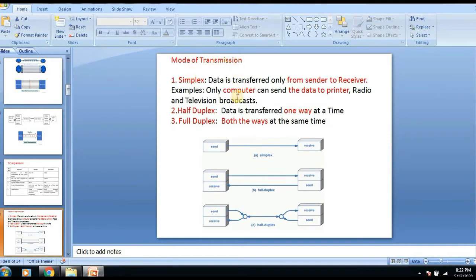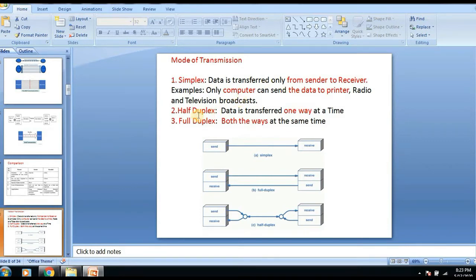Now we will be discussing only the serial mode of transmission. Again, the serial mode of transmission is classified into three categories: simplex, half duplex, and full duplex. In simplex transmission, when we have the sender and the receiver, the data can be transmitted only from sender to receiver, not vice versa. That is called simplex transmission. An example is a computer sending data to a printer, or radio and television broadcast.